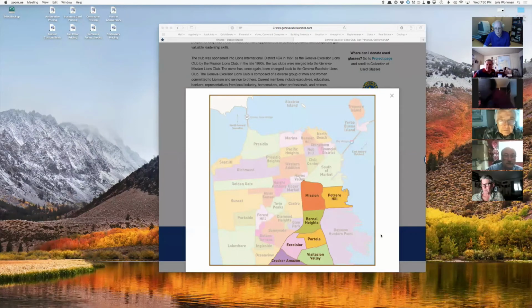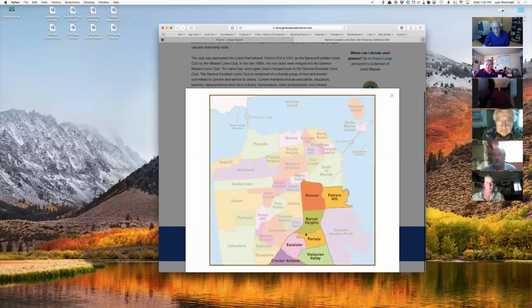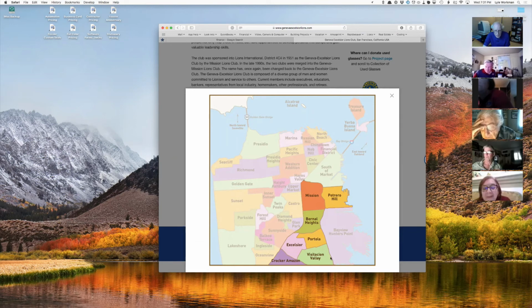I don't know how many of you have seen this. I'll just do it very quickly. This is the map I'm speaking about. As you can see, it's almost the entire southwest portion or southeast portion of San Francisco, other than the Bayview Hunters Point.